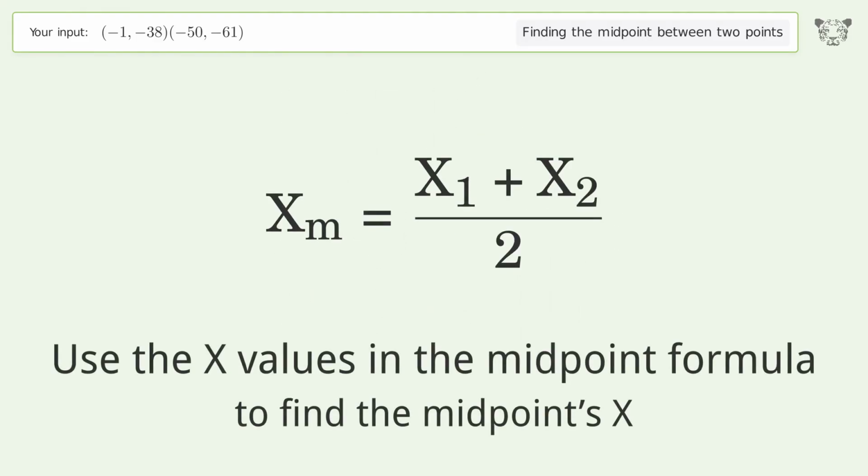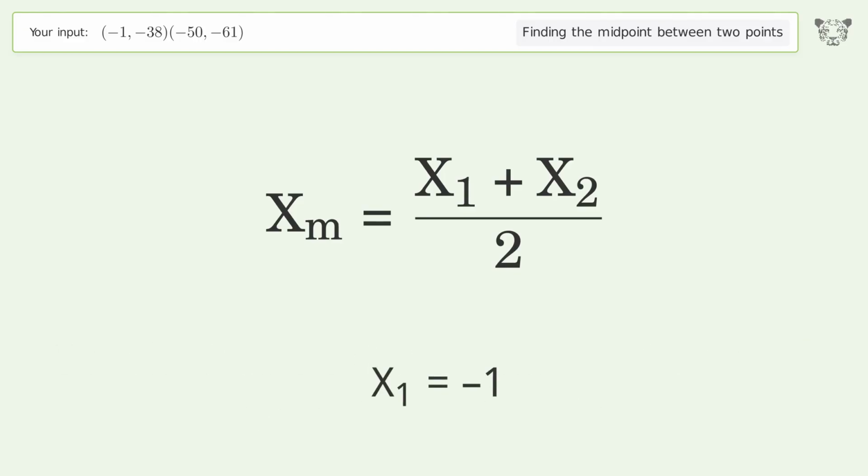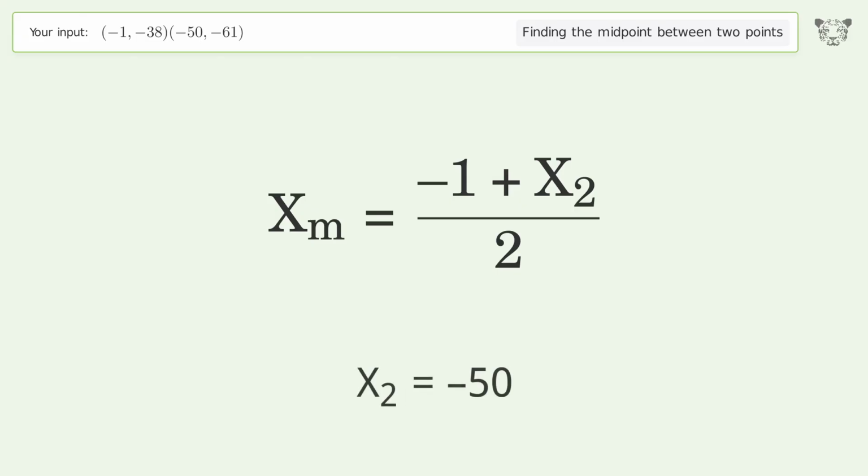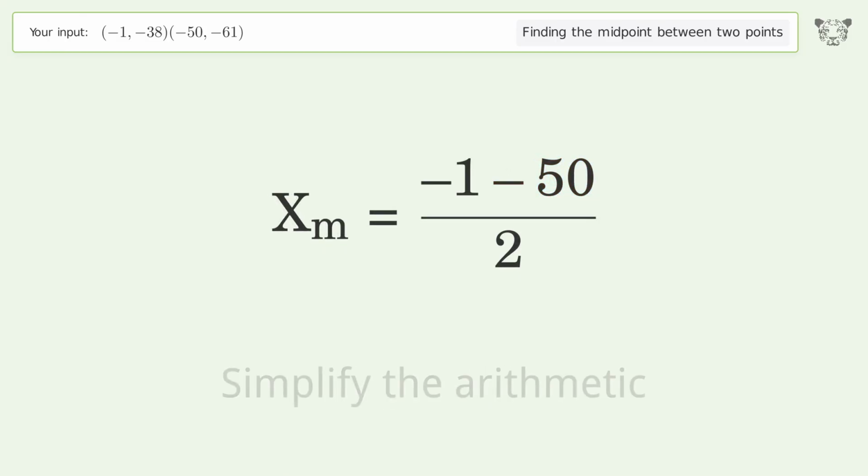Use the x values in the midpoint formula to find the midpoint's x. x1 equals negative 1. x2 equals negative 50. Simplify the arithmetic.